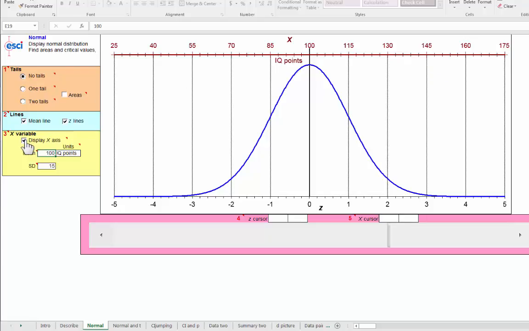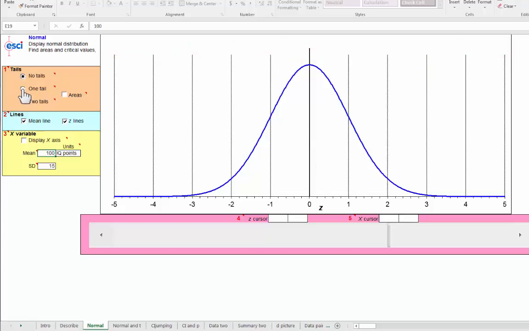Now let's turn off the x-axis and mark tail, one tail, and we have a cursor down here that we can adjust. If we turn on areas, the cursor is set here at Z of 2, and so the area beyond it is 0.0228, and to the left 0.9772, roughly corresponding to our 2.5% here.